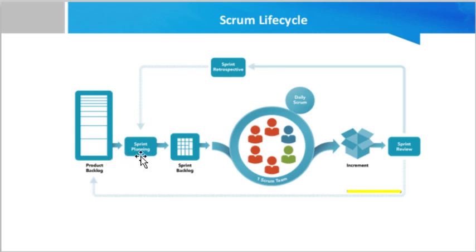next sprint planning meeting held, and we take the things from the product backlog, and then a sprint backlog will be made. The cycle will continue in that way until the complete product is achieved and completed. So basically, this is the Scrum life cycle.